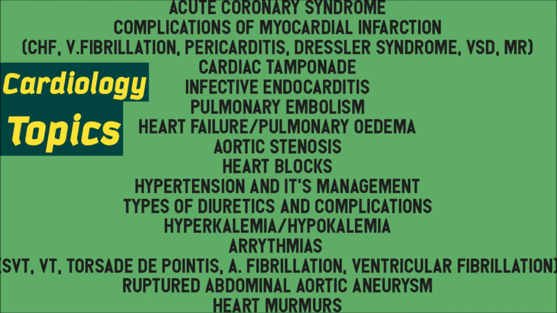On chest X-ray, it will show an enlarged globular heart. On ECG, it will reveal widespread saddle-shaped ST elevation with upward concavity and PR depression. And the treatment is by giving NSAIDs for at least 7 to 14 days.